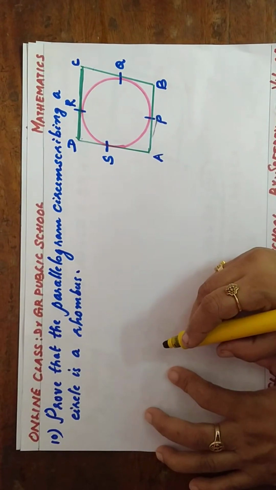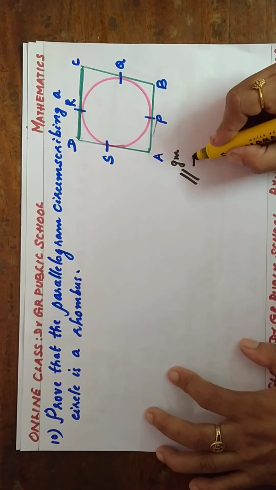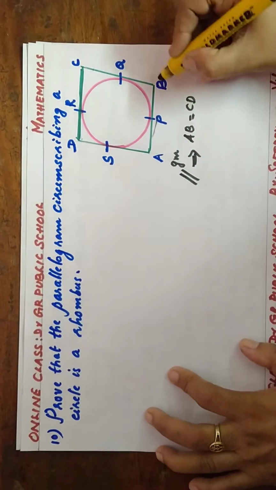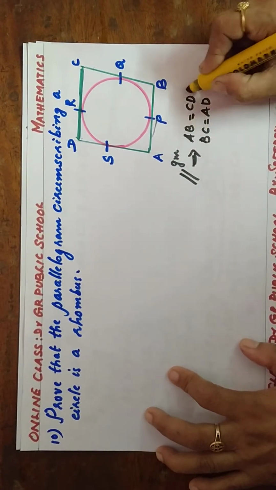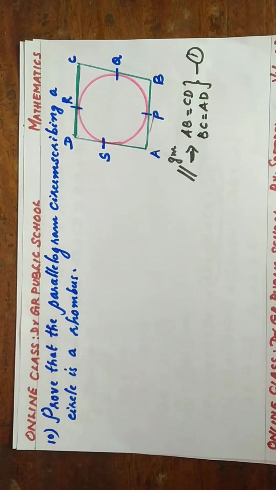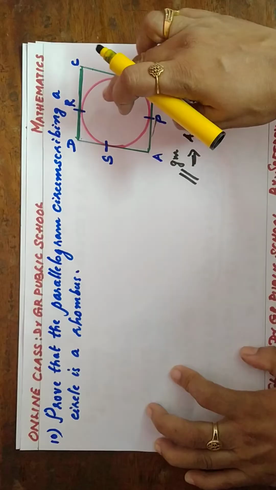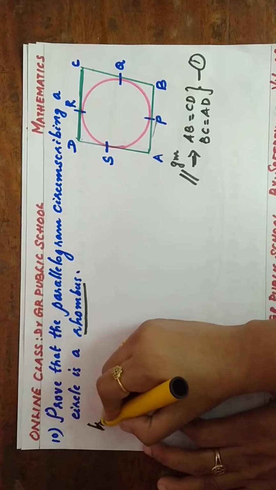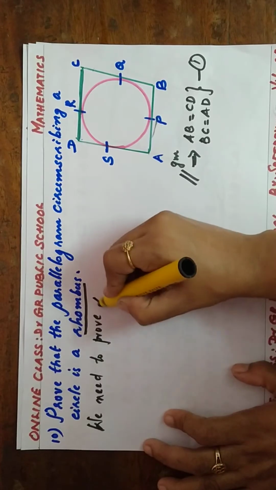What is the property of a parallelogram? Parallelogram means that opposite sides are equal: AB equal to CD and BC equal to AD. Opposite sides of a parallelogram are equal, and in the same way opposite sides are parallel. This is the only condition I want to use in this question. But what I want to prove is, if a circle is circumscribed in a parallelogram, you want to prove it is a rhombus. So what you need to prove? We need to prove ABCD is a rhombus.